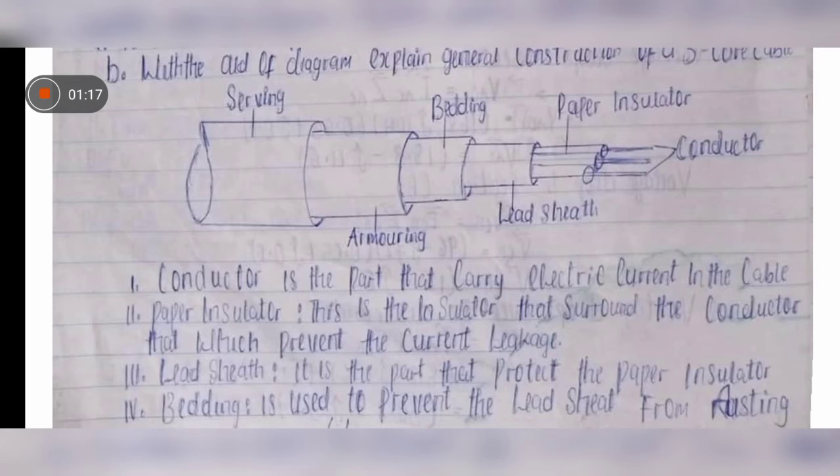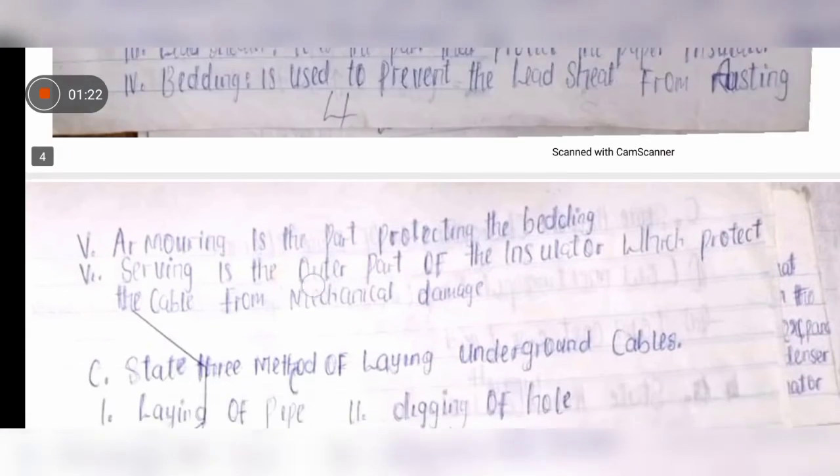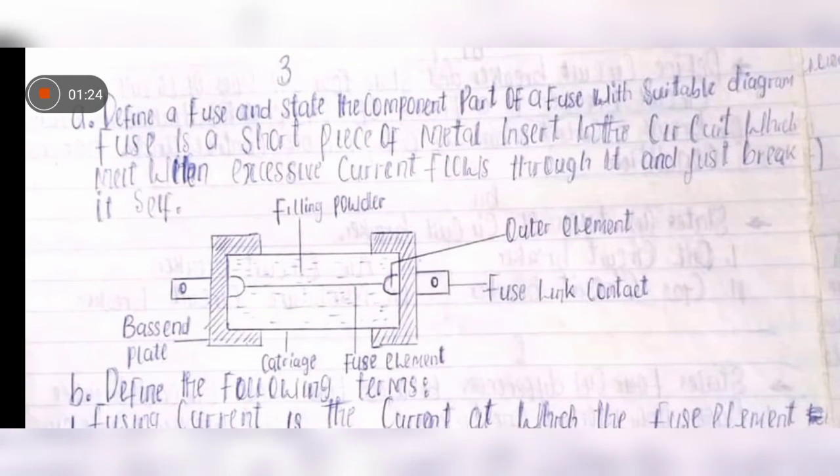So all these things work together to make sure that your cable is a very good one for use in your place of work. And now define a fuse and state the component parts of a fuse with a suitable diagram. What is a fuse? A fuse is a piece of metal inserted in the circuit which melts when excessive current flows through it and breaks itself. Inside that cartridge there, we have the filling powder, outer element, fuse link contact, cartridge, fuse element, base, end plate.